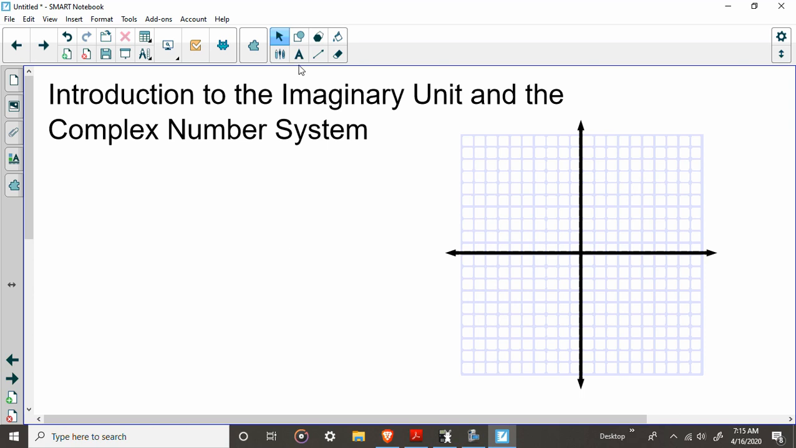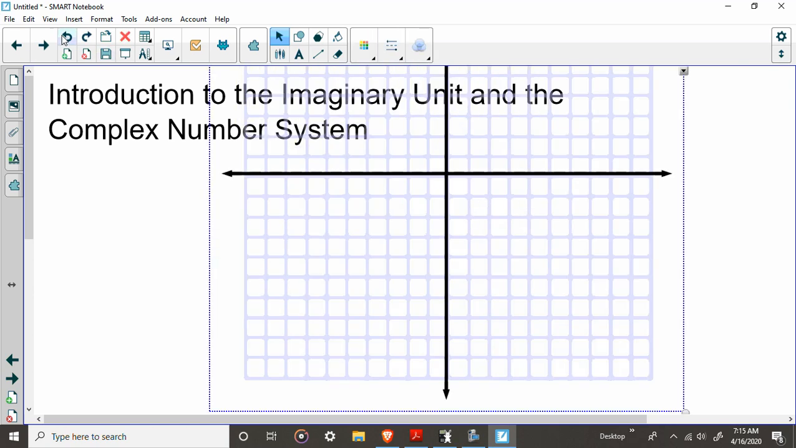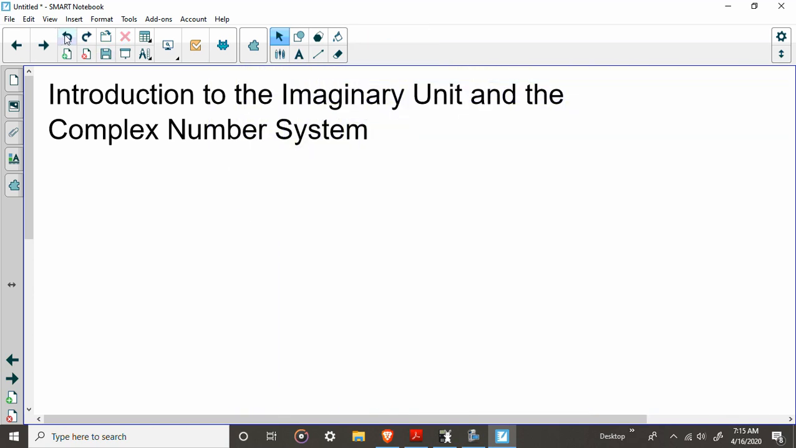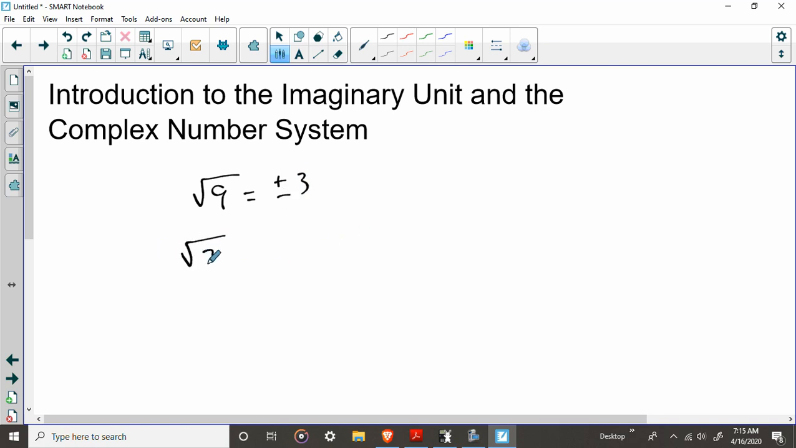So, without further ado, let's talk about what exactly it is and how it's going to come to be. Hopefully you read the little biography I sent you on Cardano, because he is one of the more interesting people. If I said, what's the square root of 9? You would tell me positive 3 or negative 3. And if I said, what's the square root of 2? You would tell me it's positive and negative 1.41435, going on and on.